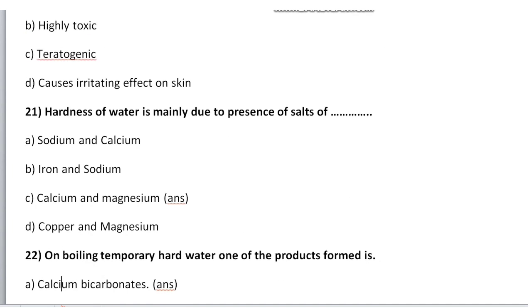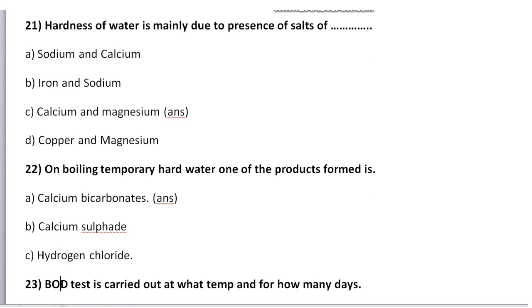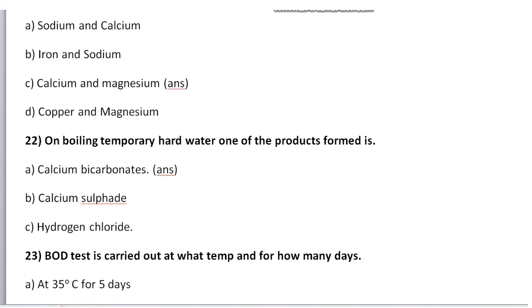Then question number 21: hardness of water is mainly due to the presence of salts of calcium and magnesium. In this case, there are bicarbonates and carbonates of calcium and magnesium, and chlorides and sulfates of calcium and magnesium. Therefore, hardness of water is there. On boiling temporary hard water, one of the products formed is known as what? It is known as calcium bicarbonate. A precipitate of calcium carbonate is formed.